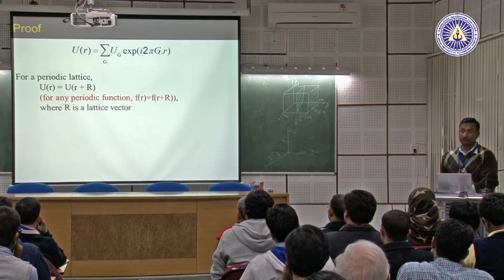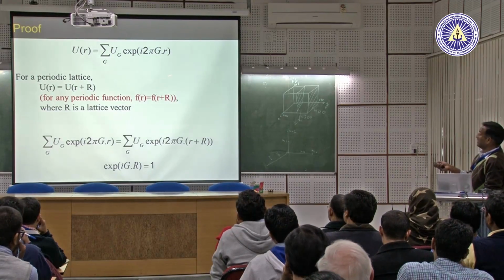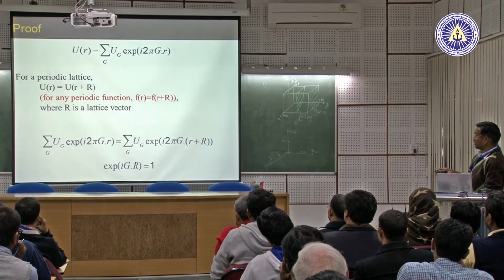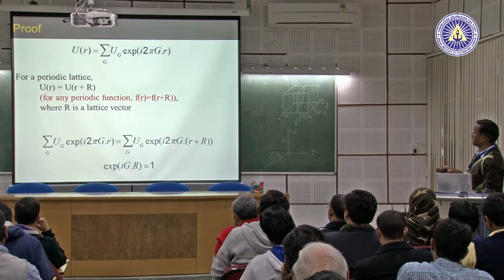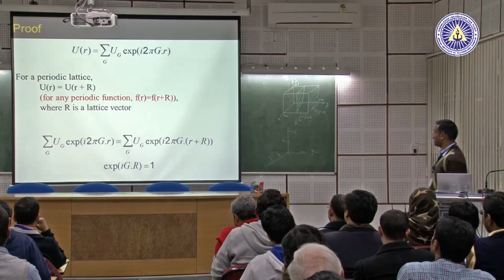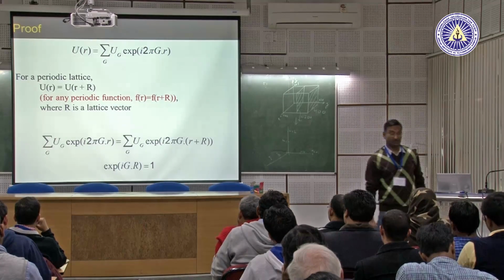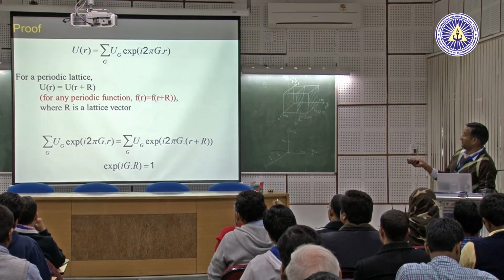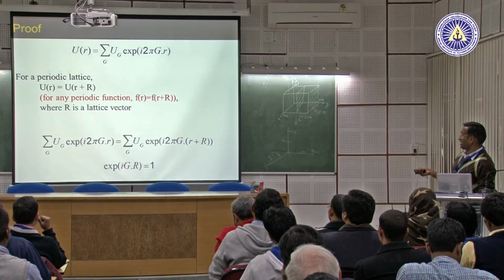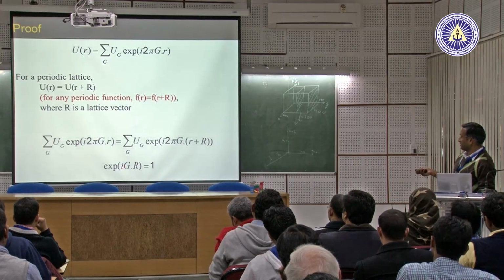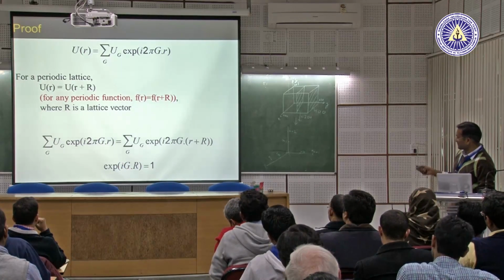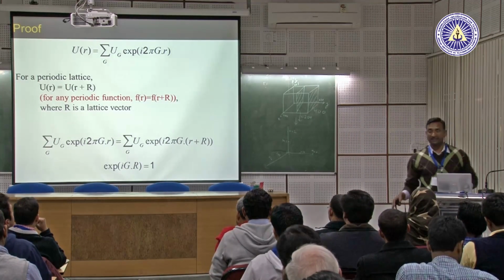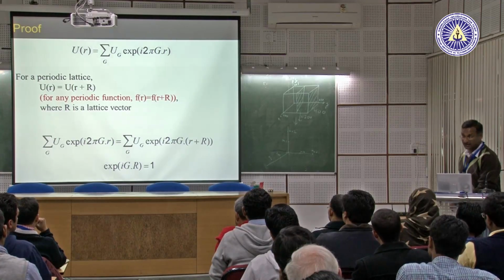So if this is true for a periodic structure, then if you replace r with r plus R, you can say that u_G exponential i 2 pi G dot r is equivalent to saying u_G exponential 2 pi i G dot (r plus capital R). From this, what do you get? From this we get that if this definition is true, then the exponential of i 2 pi, 2 pi as well. Sometimes 2 pi is built into G, sometimes it's taken out of G. It depends upon whether you are a crystallographer or a physicist.